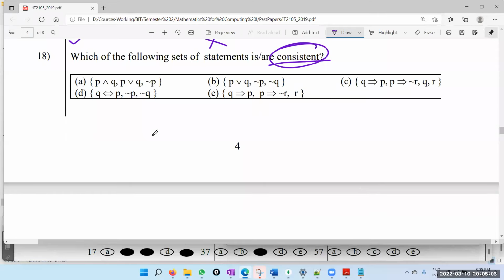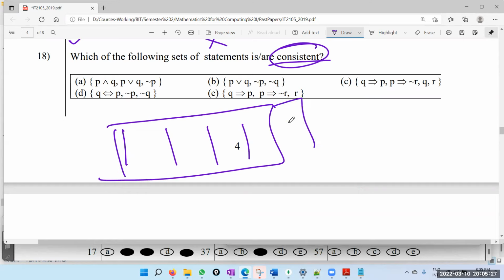How do you check whether something is consistent? There must be at least one possibility where all the inputs are true, and the output is true. So when all the inputs are true, the output is true. Just one possibility is enough.